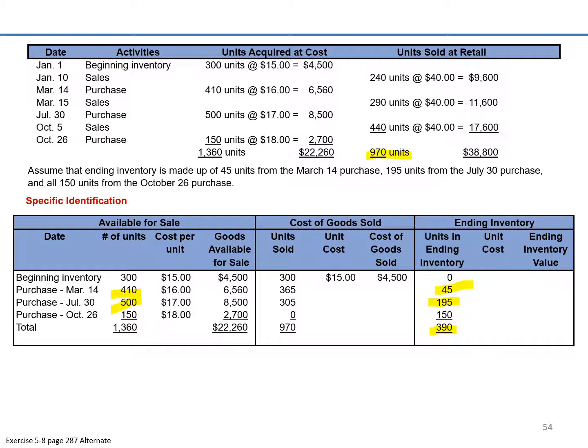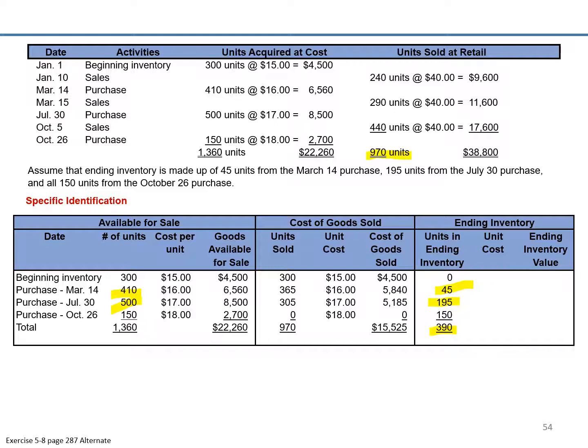Then if you apply your cost to each of the lines, you have 300 units at $15 per, or $4,500. 365 at $16 per unit, or $5,840. 305 at 17 per unit, and 0 at 18 per unit. If you add those up, you get 15,525.